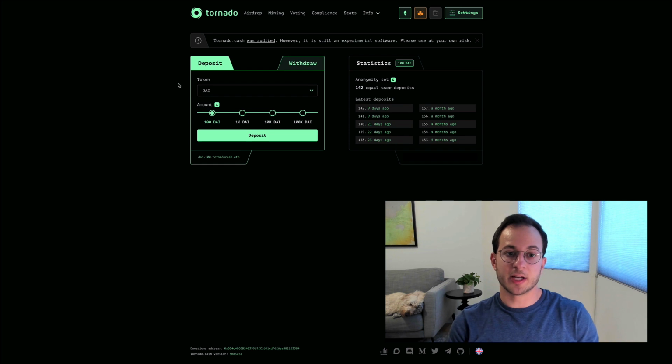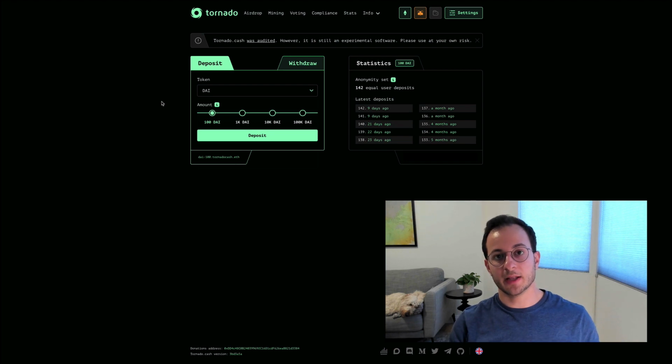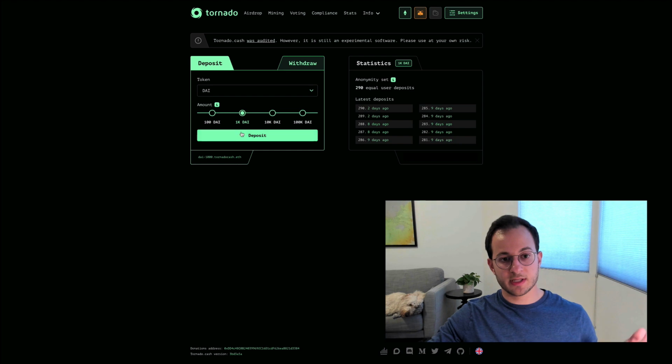The way you can earn a yield on this is essentially depositing stablecoins like DAI, CDAI, or USDC into the protocol, and the protocol will actually pay you out a yield for doing so. So they call this anonymity mining. Basically, when you leave your deposit in the protocol, it makes the privacy aspect of the protocol stronger because there's a higher set of equal deposits in Tornado Cash. You can see here with 1,000 DAI, there's 290 equal deposits, so you can be pretty assured that your privacy is secure with this protocol.